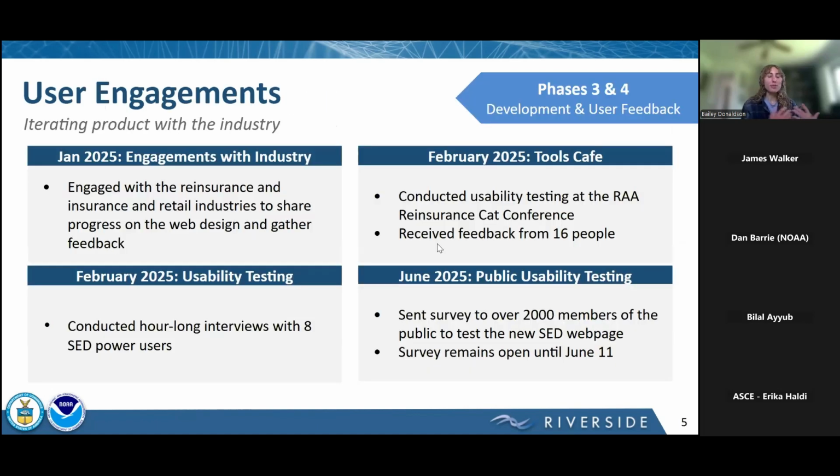And so as I described earlier, we wanted to meet with people in industry and the general public throughout the process of making this product to make sure that we're staying on the task on a product that really works for them. So in January, we had engagements with reinsurance and retail. In February, we hosted a tools cafe where we shared our process and got feedback there from reinsurance members. We did usability testing also in February with 8 SED power users.